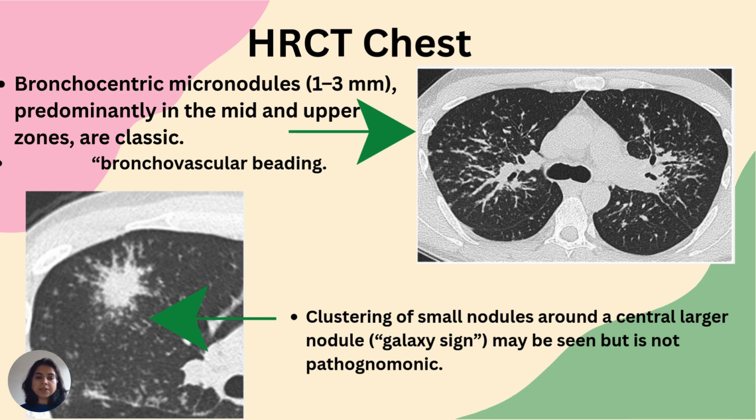On CT scan imaging, some of the findings are very classic and associated with sarcoidosis. First of all is the pattern of distribution, which is usually in the upper and mid zones. And there are bronchocentric micronodules of 1 to 3 millimeters in size, and they present like bronchovascular beading. This is a very classical presentation of sarcoidosis. There can be clustering of small nodules around a central nodule, which is known as the galaxy sign. It can be seen, but it is not pathognomonic of sarcoidosis.